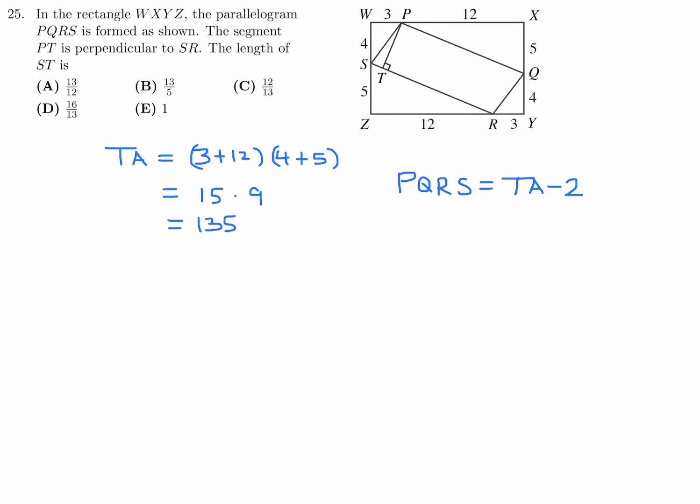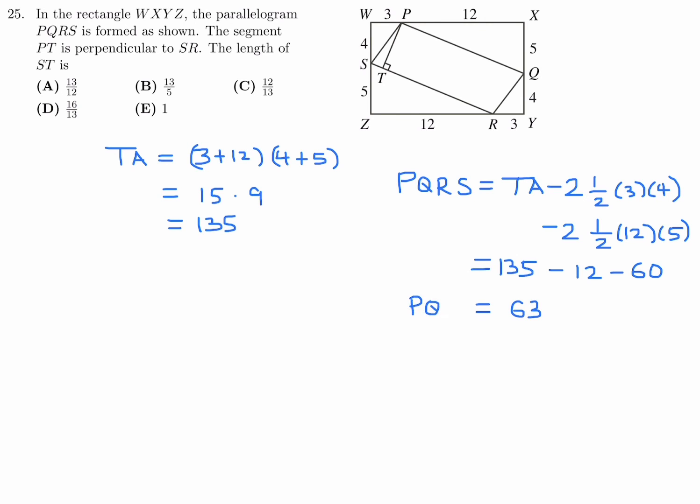So this triangle and this triangle are the same. So it's really 2 times those 1/2 base times height, since they have both the same dimensions. And then this triangle and this triangle are also the same. So instead of subtracting them individually, I can just combine them. 2 times 1/2 base times height, which is 12 times 5. Well, total area I just got was 135, and this looks like 12 and 60. So 135 minus 12 minus 60, and that is 63. So that is my area of PQRS.